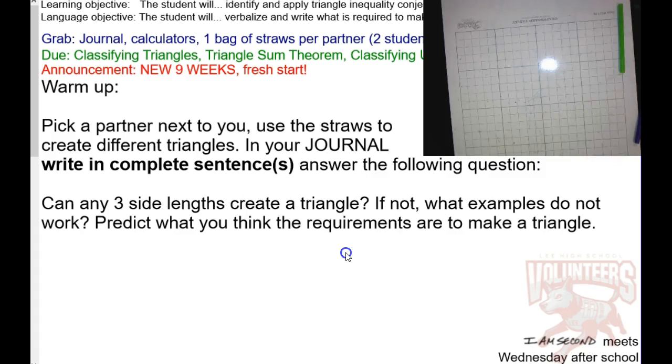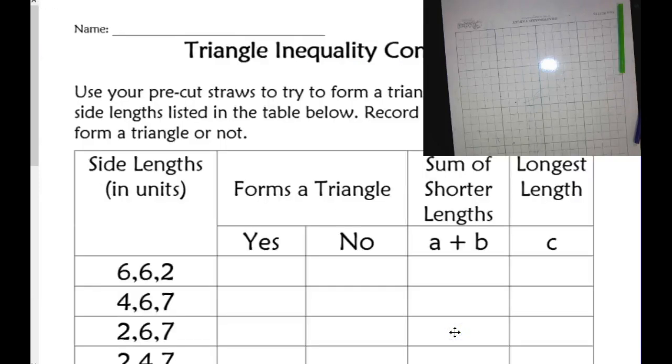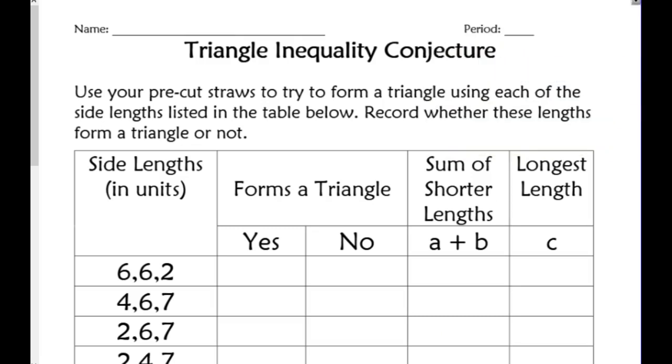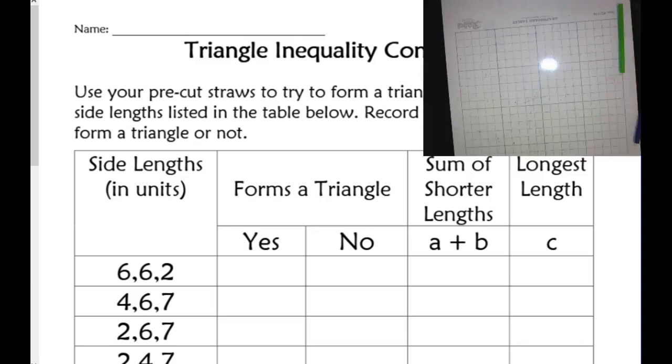So we're going to do the activity now using the straws, and I have a big helper up here. All right, so triangle inequality conjecture, as it says right here. We're going to take these straws. You can do them along with me, but we're going to show it up on the board too. We are going to take all these different trios of side lengths and answer the question, does it form a triangle? And we're going to notice the A plus B and the C relationship that you may already have noticed today. So let's do this.